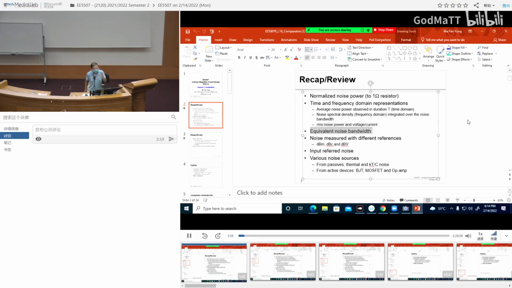But remember, this pi over 2 is only applicable when it's a single pole. In one of the slides, you can see that if it's a double pole, triple pole system, the equivalent noise bandwidth is not pi over 2, it's less than pi over 2.